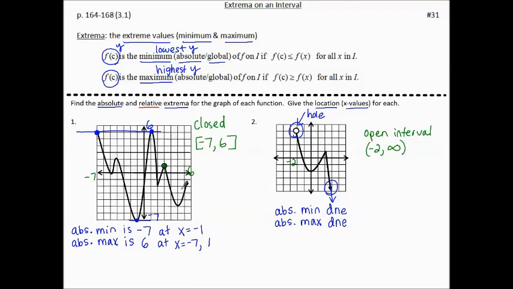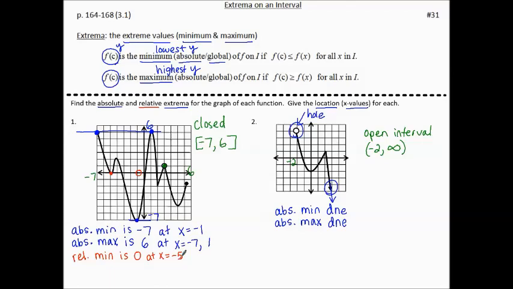Looking at the first graph, finding the relative minimums, here is a low point. I can see on either side the points are higher. This is the lowest point for the points on either side. That's the y value 0, so the relative minimum is 0. Where is it located? That's at x equals -5.